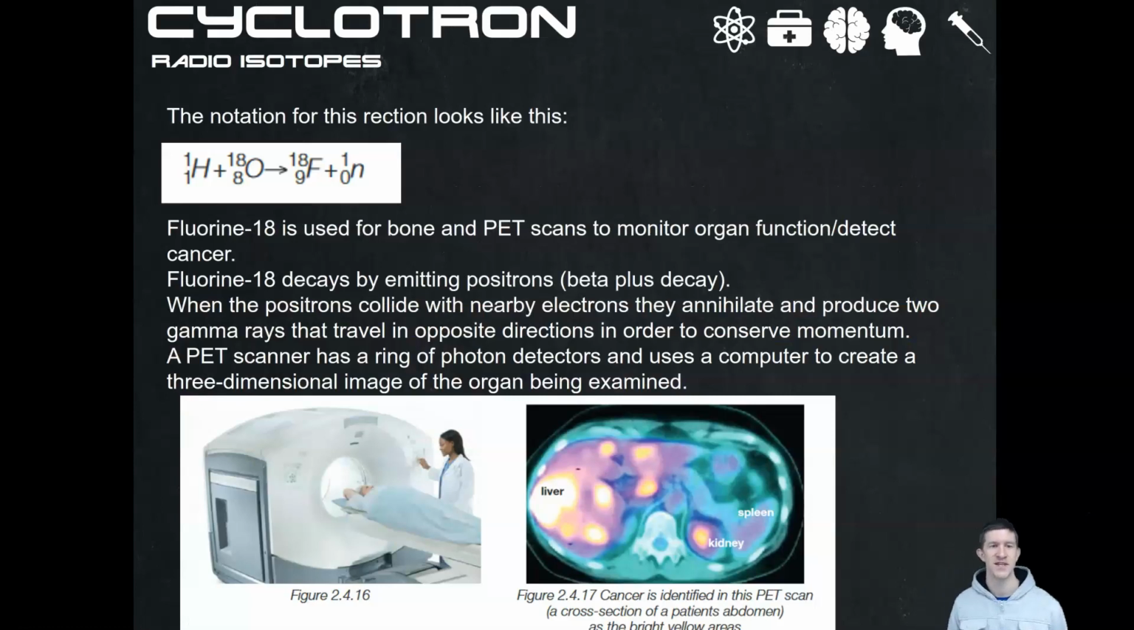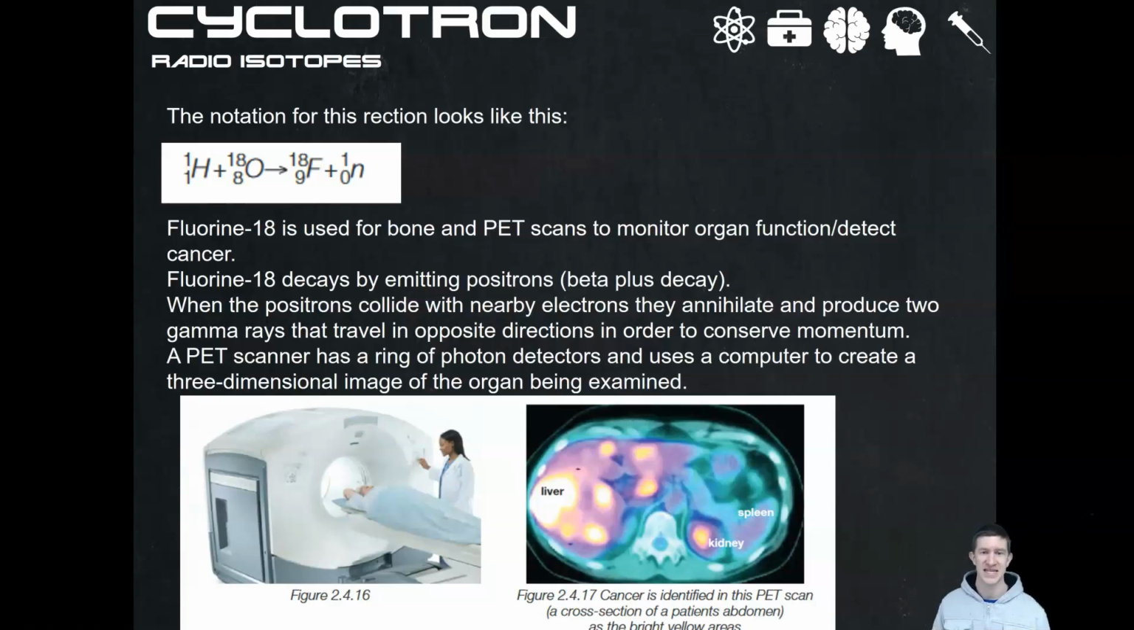The notation for this reaction would look like this, where I've got my positive ion, my charge, smashes into this oxygen-18, that produces the fluorine-18 that we want, and it ejects the neutron here. So we use fluorine-18 for bone and PET scans to monitor organ function and detect cancer. Some of these may have been covered last year, and later on in the year we'll talk a little bit more about some of these types of scanning mechanisms.